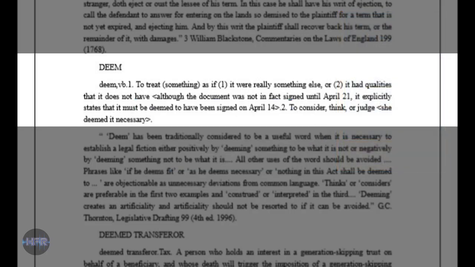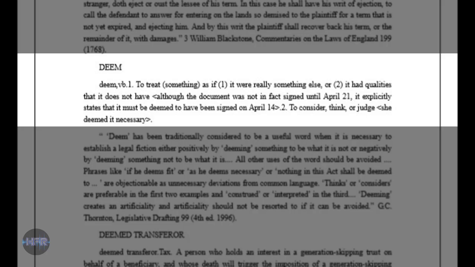But let's look at "deem." This is deem, verb: to treat something as if, one, it were really something else, or two, it had qualities that it does not have. Although the document was not, in fact, signed until April 21st, it explicitly states that it must be deemed to have been signed on April 14th. Number two, to consider, think, or judge.